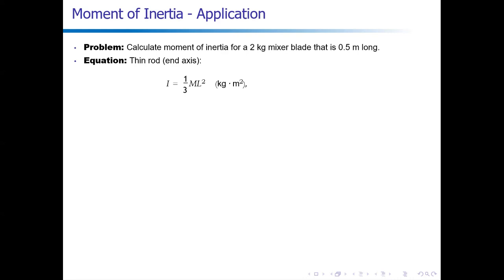Let's apply what we just learned. We're given that a thin rod, like a mixer blade, is rotating about one end. Thus, we'll use the formula for this shape, I equals a third mL squared. We're told the blade has a mass of 2 kilograms and a length of 0.5 meters. Substituting these into the equation, we get inertia is equal to 1/3 multiplied by 2 multiplied by 0.5 squared, which gives a moment of inertia of 0.67 kilograms meter squared. Even for relatively lightweight and short objects, you can see that length makes a big difference because it's squared in the equation.